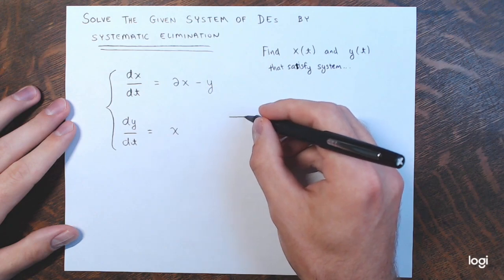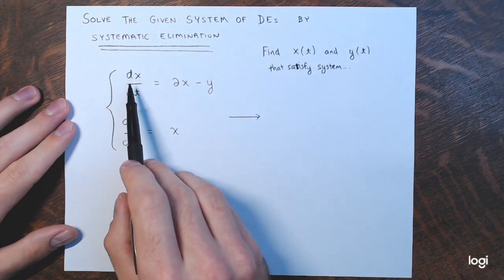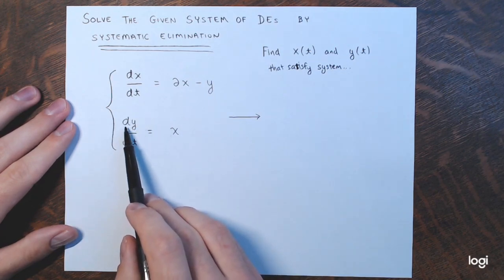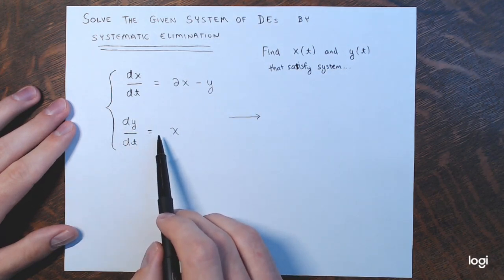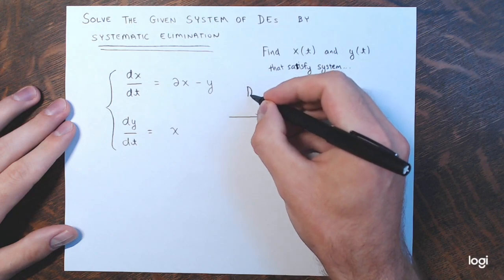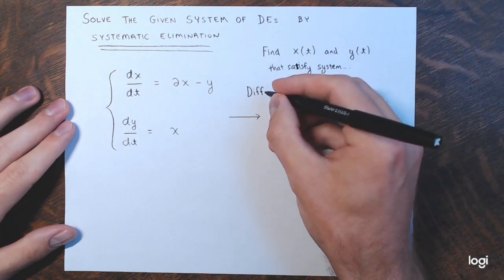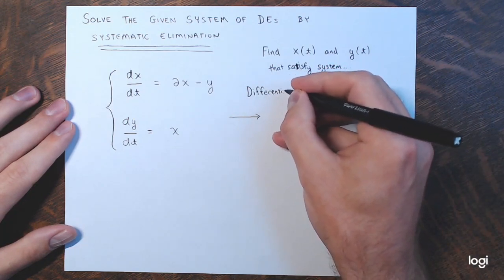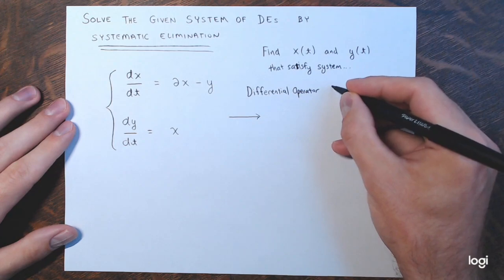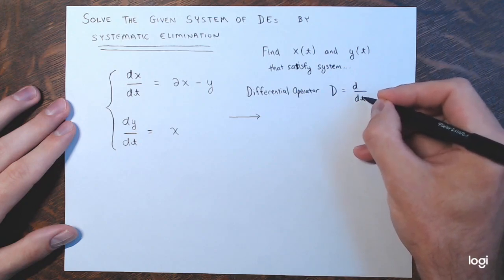So this first system is 2 equations. The derivative of x with respect to t equals 2 times x minus y, and the derivative of y with respect to t equals x. What will make solving systems such as this easier is to write them using a linear differential operator, D, where D represents the derivative of something with respect to t, the independent variable.